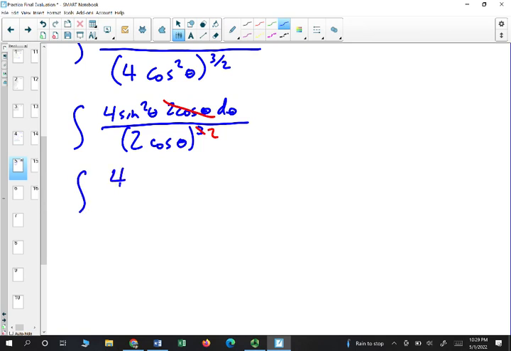So that means we have 4 sine squared theta d theta. The denominator, we have 2 cosine theta, which is being squared. So let's square it. 2 times 2 is 4. And then we have a cosine squared theta. The 4's will cancel. So we have sine squared over cosine squared. That would just be tangent squared.